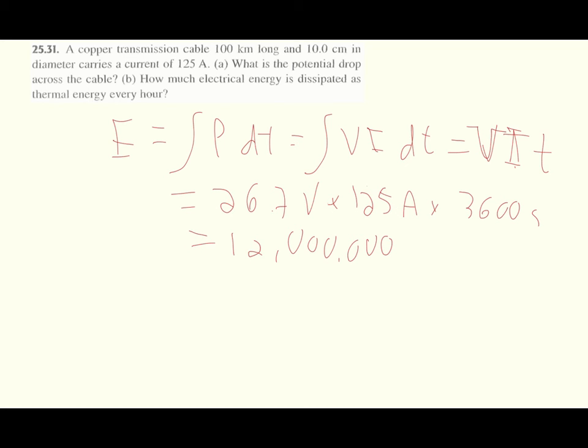Volt times amps is joules per second or watts, and times seconds would give me just joules for my answer. So 12 million joules will do it.